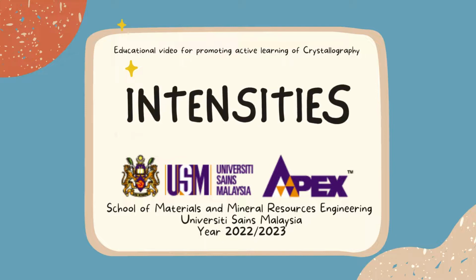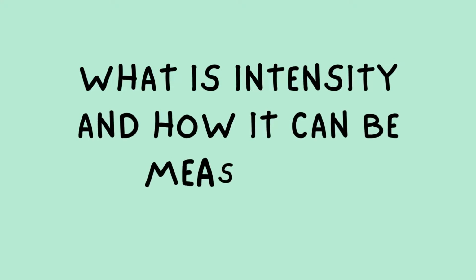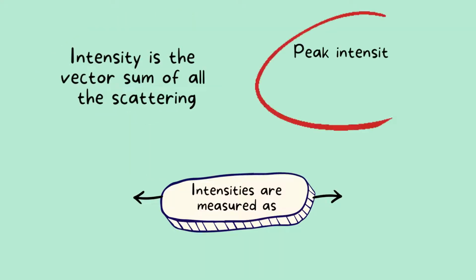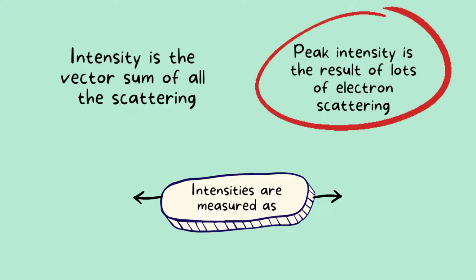This educational video is to learn about intensities. Let's look into this topic. What is intensity and how it can be measured? Intensity is the vector sum of all the scattering. Peak intensity is the result of lots of electron scattering.